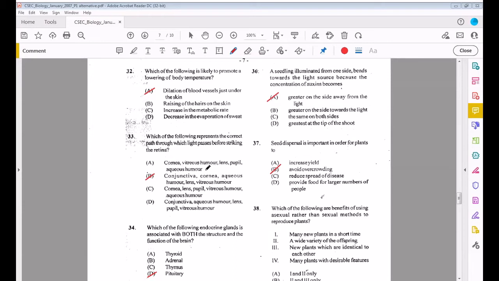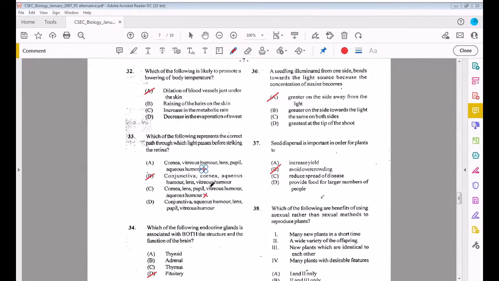So for starters, we know that the aqueous humor is to the front, so you will not find this to the back. So A and C are already gone. In the space of the eye, you have the vitreous humor. So that leaves us with B and D.